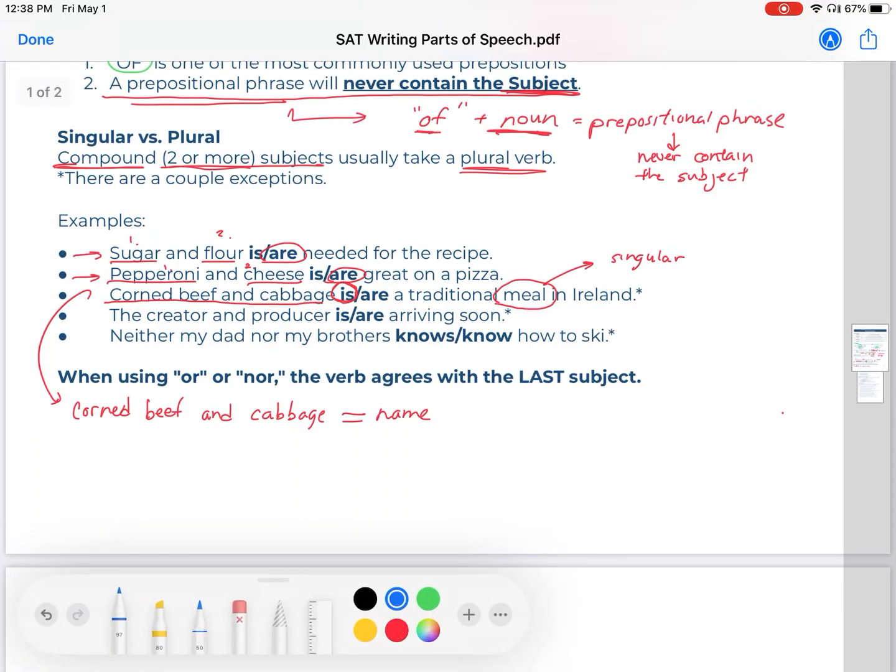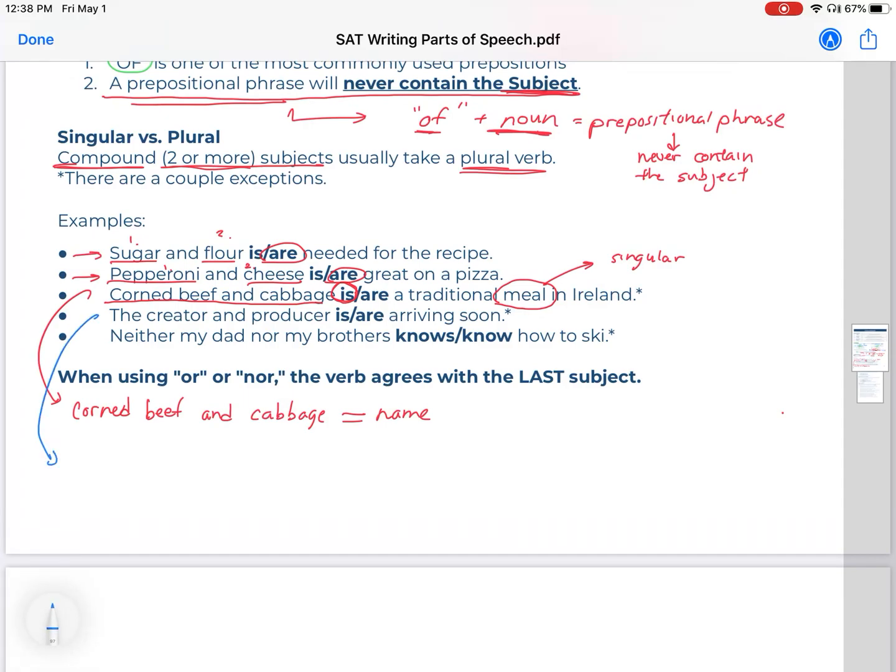The next example here is actually a trick question. So there isn't actually a right answer here because the creator and producer could be the same person, in which case we would use is. Or it could be two separate people, right? In which case we would use are. So this is definitely a trick question. Either one of these would be acceptable, but to be honest, you will never see this on an SAT or ACT because it is a trick question.